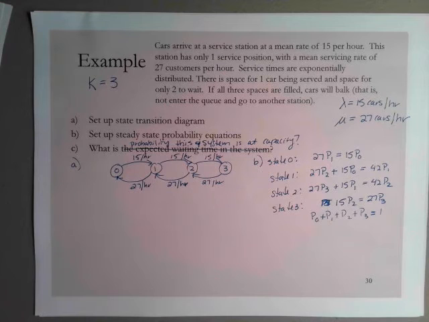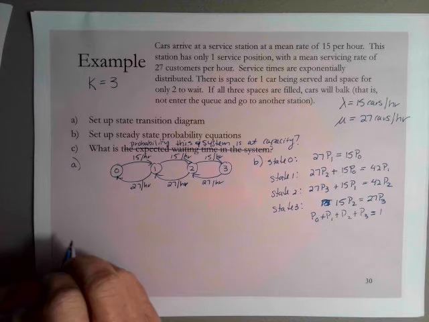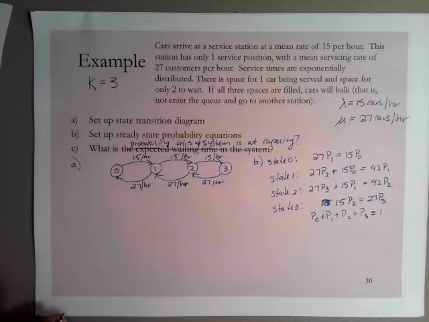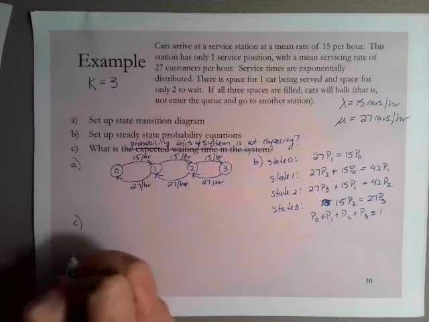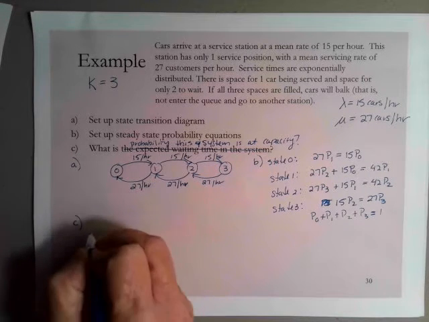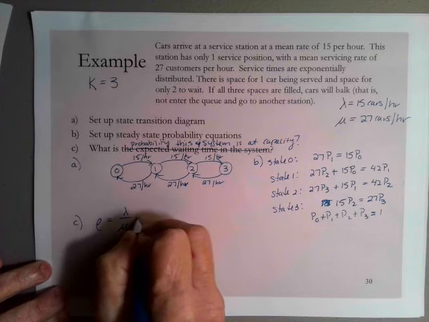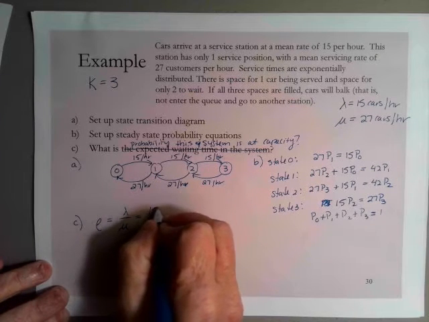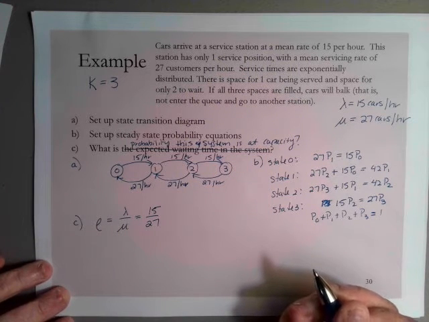And in fact, for part C, that's what we are going to have to do. If we wanted to, you could certainly solve them this way, or you could just use the equation that is on the previous page. I think I'm just going to use the equation that I gave you before. So we know that rho is equal to lambda over mu, which is 15 over 27, and I think I'll just leave it that way.